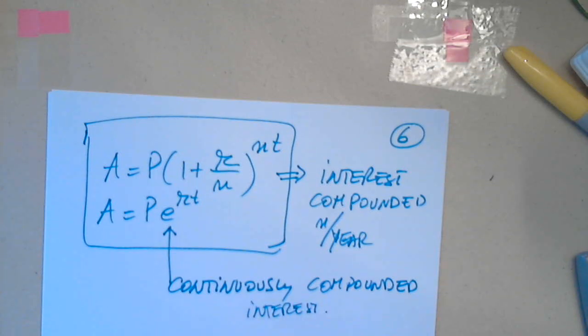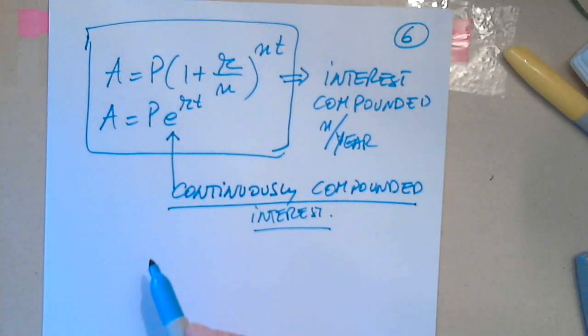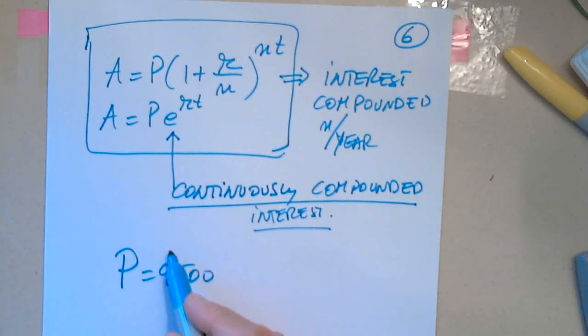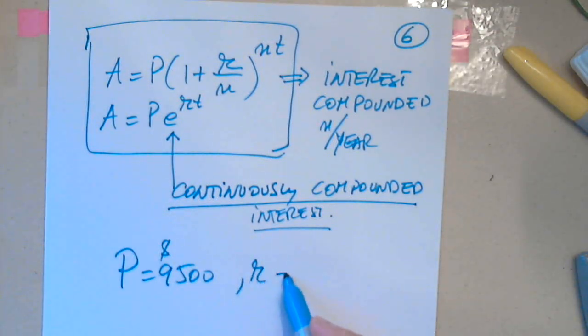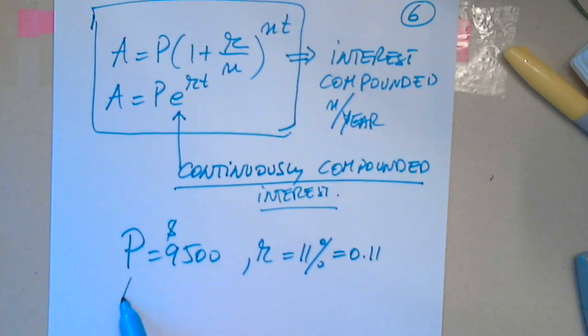Alright, so the question says, complete the table for a savings account subject to continuous compounding. So we'd use the second one. And it says the total amount invested is $9,500. The annual rate is 11%. And then it says the accumulated amount is double the amount invested, and it wants to know time t in years.